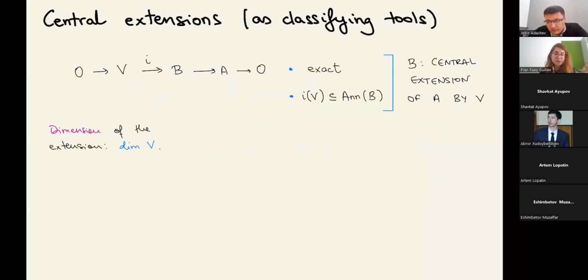So very briefly, let me recall that by a central extension, I mean a short exact sequence such that the image of V is contained in the annihilator of B, the algebra in the middle. So I call this a central extension of A by V, and I'm going to say that the dimension of the extension is the dimension of V. So the dimension of this one minus the dimension of this.